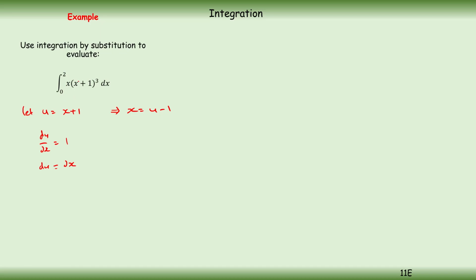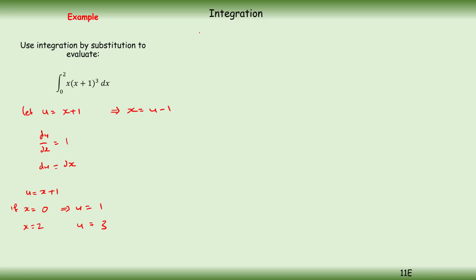One thing we have to consider though are these limits. Now these are limits when we're integrating with respect to x. All our terms are in x. When they're in u, these are going to change because u equals x plus 1. That means that if x is equal to 0, u is going to be equal to 0 plus 1, or 1. And if x is equal to 2, u is going to be equal to 2 plus 1, which is 3. So our limits, when we integrate with respect to u, go from 1 to 3.